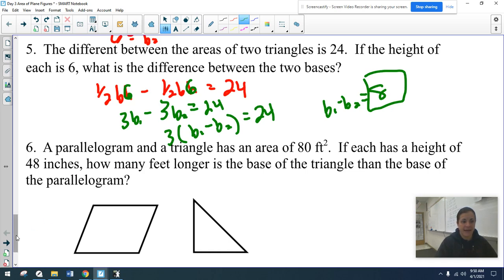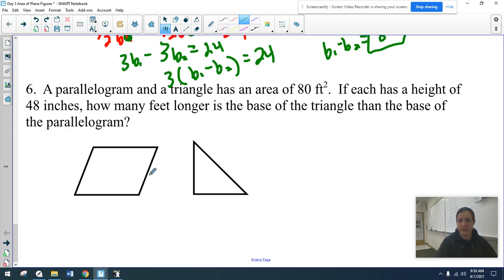And the last one, parallelogram and a triangle. I made myself pictures. I'm visual. They have an area of 80. So that means this one's base times height. This one is half base height. And it says if each have a height of 48, so that means 48 is going to go in here. How many feet longer is the base of the triangle than the parallelogram?